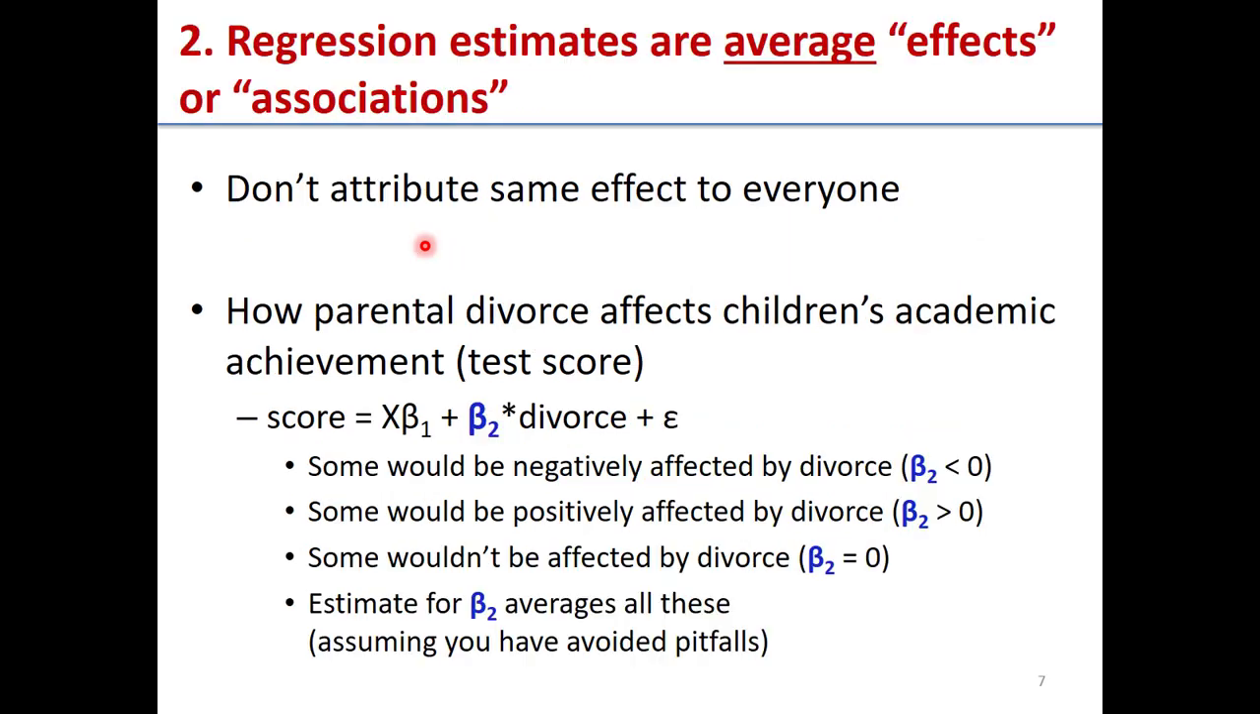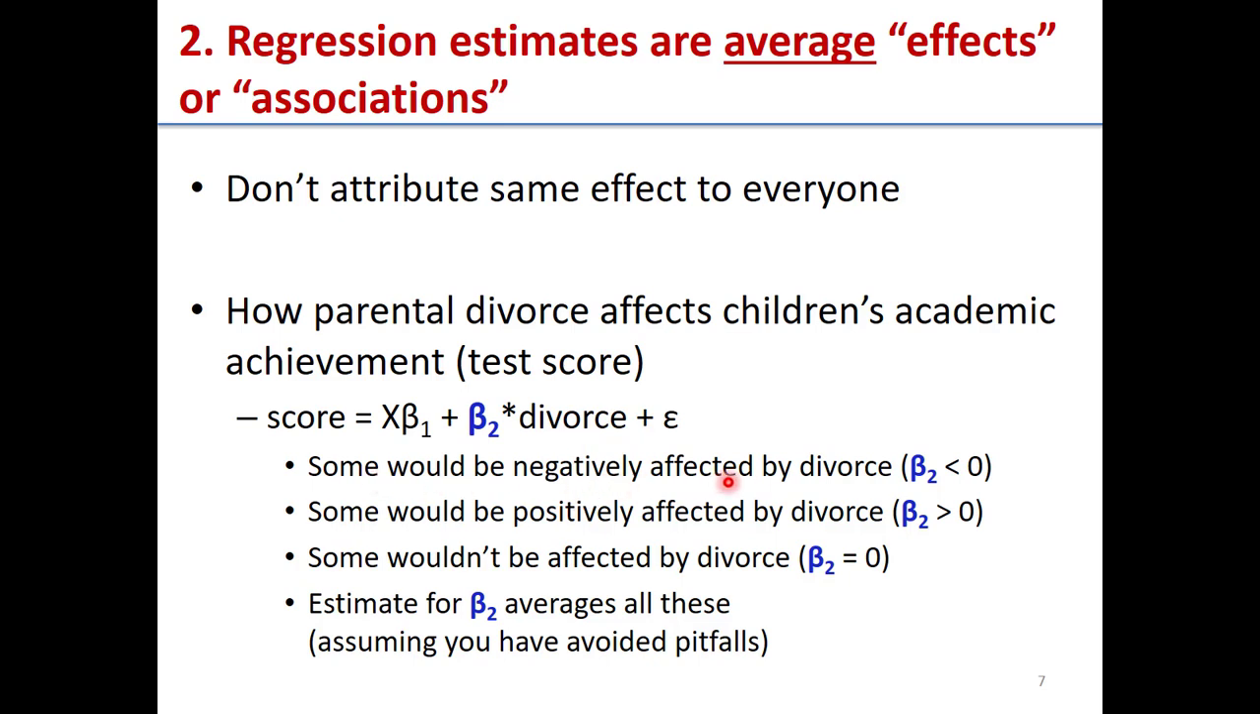Well, what I would say is regression estimates are average effects or associations. It's not an effect that gets attributed to every single person. And so a good example of this is parental divorce, how parental divorce affects children's academic achievement. And so you might have a model like this: score equals a bunch of x variables, and then you have beta 2 times divorce. And here's the thing, supposing, of course, you can actually effectively isolate the causal effects.